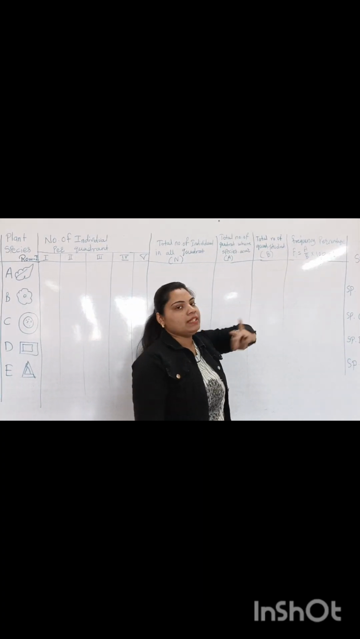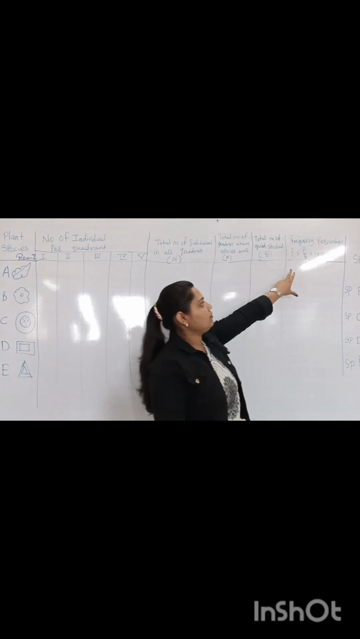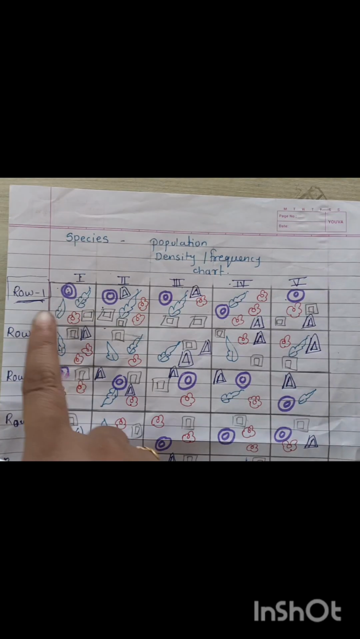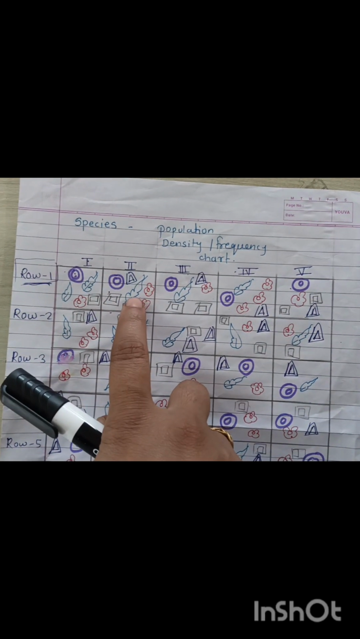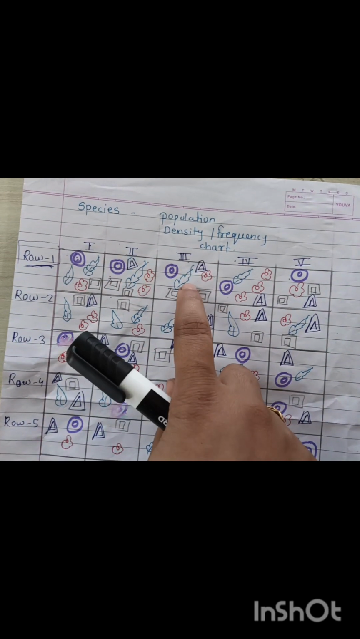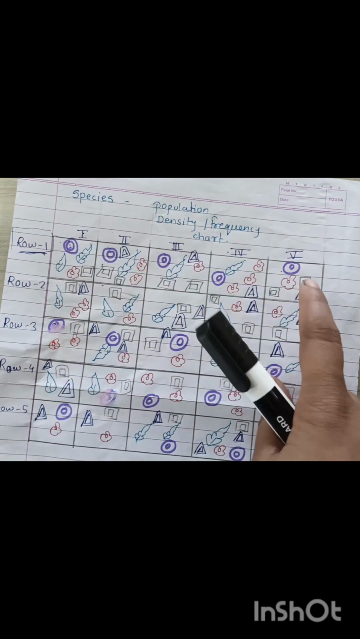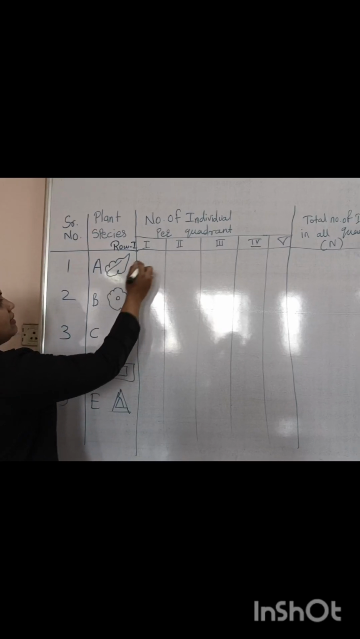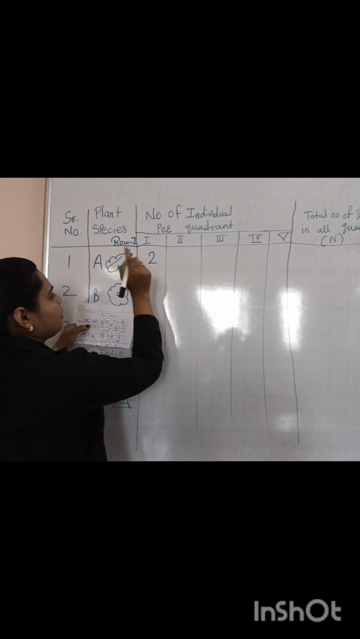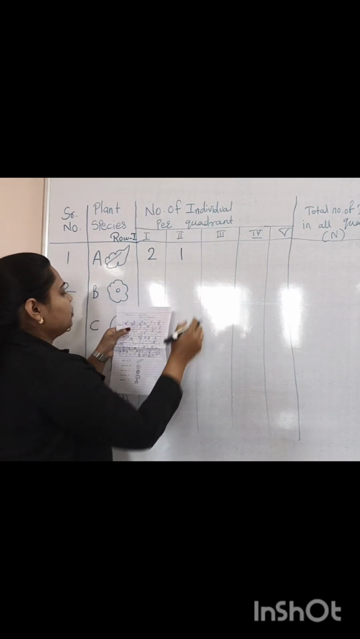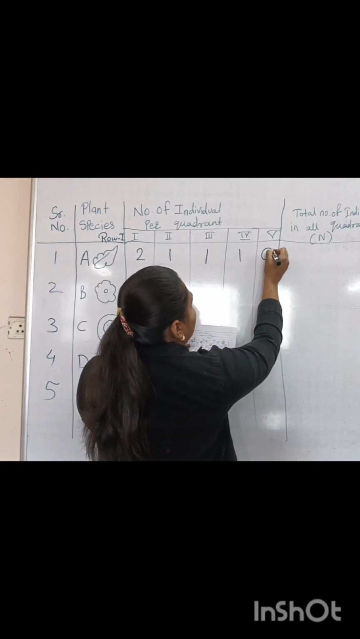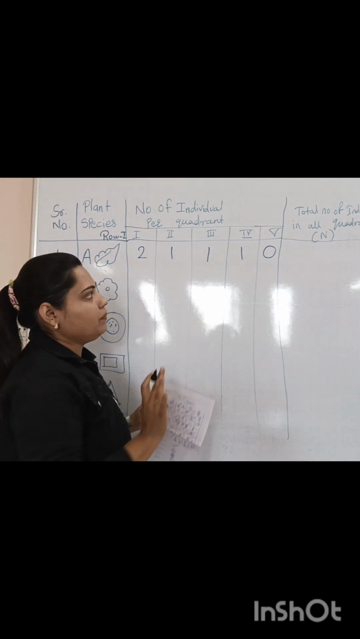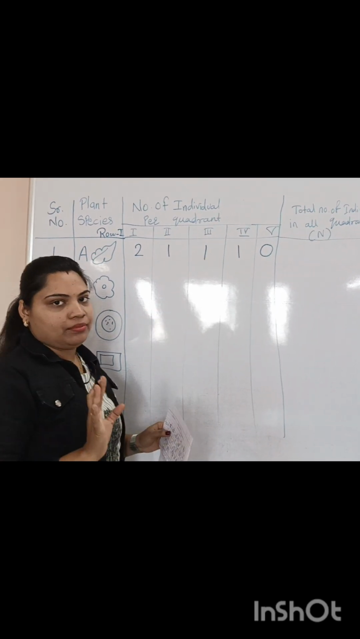Now the formula: population frequency is calculated by F is equal to A by B into 100. Now row 1 has species 1, that is leaf, 2 in quadrant number 1, 1 in quadrant number 2, 1 in quadrant number 3, 1 in 4 and there is no species in 5. Let's write in the observation table. Now species A, that is 2 leaf in quadrant 1, 1 leaf in 2, 1 leaf in quadrant 3, 1 in 4 and there is none, so we have to write 0. There is no species occurring in 5.